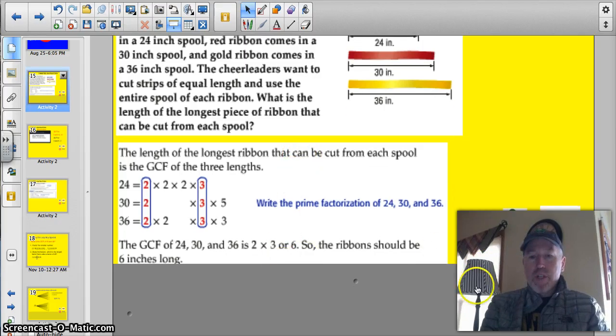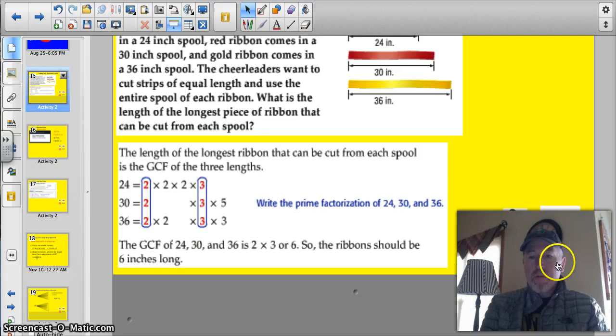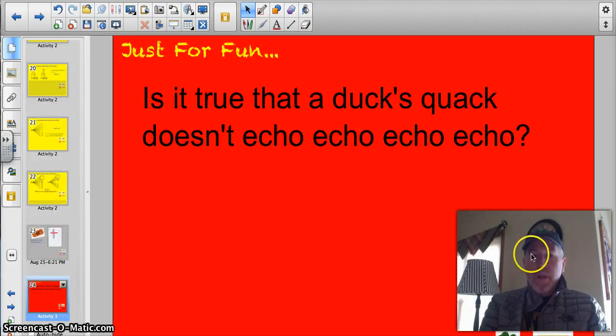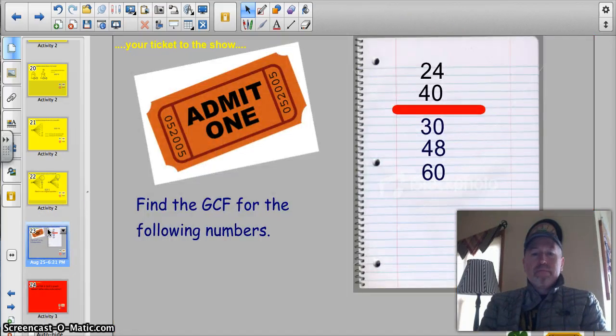All right, let's go to the just for fun question. Is it true that a duck's quack doesn't echo? Oh, I forgot. Sorry. Ticket to the show. Here you go. Take a pause for a second. Find the greatest common factor for these numbers: 24 and 40, 30, 48, and 60. I'll stop for a minute.